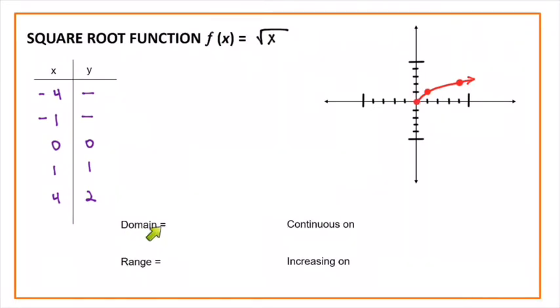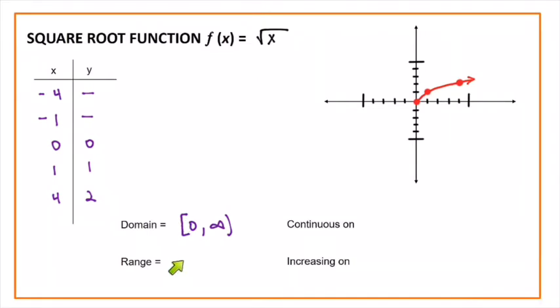Now remember, domain is all the numbers that you could plug in for x that would give you a valid output, and in this case the smallest number we can plug in for x is 0, and you can see that the graph does start at x equals 0. So the domain of this function is going to be [0, infinity). And we do have a bracket on the 0 because we can plug in 0. That's a valid number to plug in.